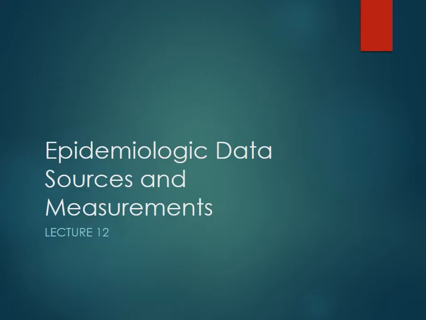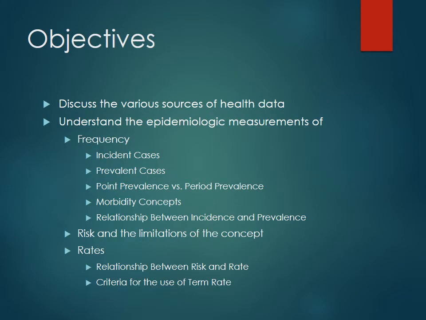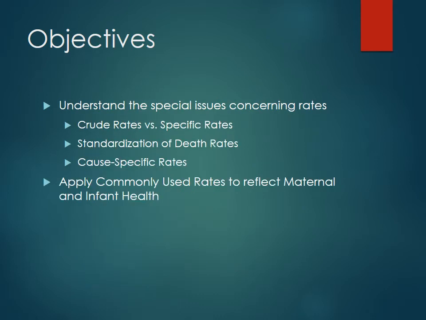Okay, so again, we are going to be covering epidemiologic data sources and measurements. I kind of went over the objectives already, so you can read those. We're also going to talk a little bit about some of the special issues regarding rates. We'll see there's a difference between rates and risk when you're observing a population, so we'll compare some of the differences there. And then we'll also look at some of these commonly used rates to reflect maternal and infant health as a real-world example.